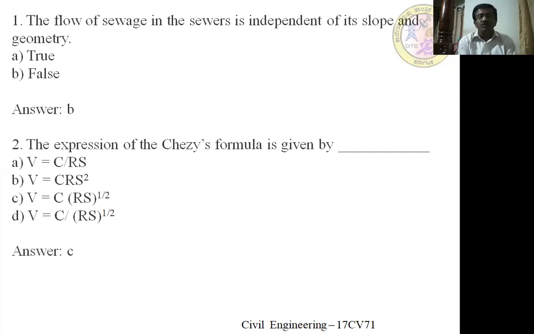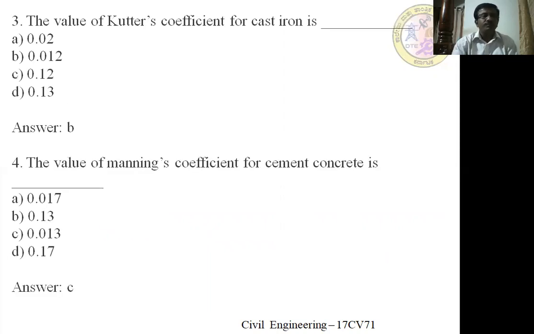Some of the MCQs related to this session. The flow of sewage in the sewer is independent of its slope and geometry. It is false. It depends upon the slope as well as the geometry of the sewer. The expression of Chezy's formula is given by V equals C root of RS, so it is C. The value of Kutter's coefficient for cast iron is 0.012. The value of Manning's coefficient for cement concrete is 0.013.